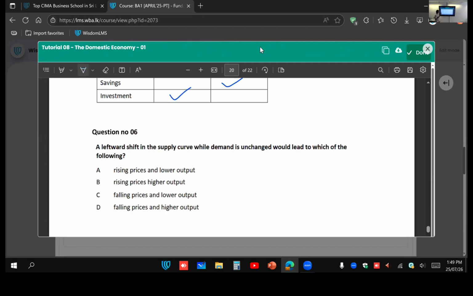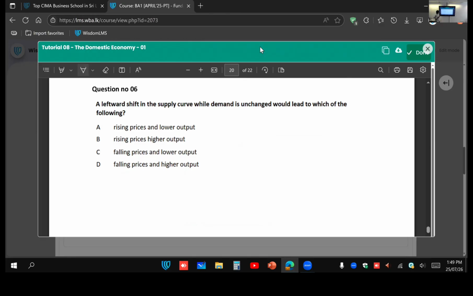Question number 6. A leftward shift in the supply curve while demand is... All of a sudden supply curve, why is that? You also said that you will explain about Q3 in FS2. Q3 in FS2. For that also we don't have answers. Check. Q3 Financial Systems 2.